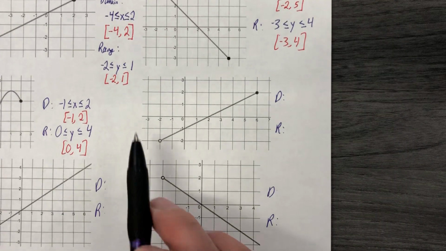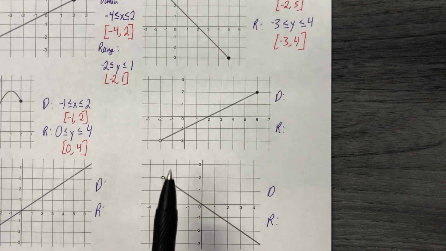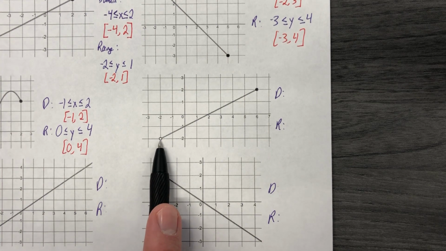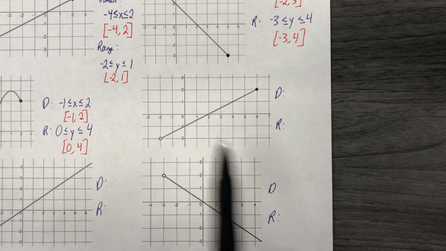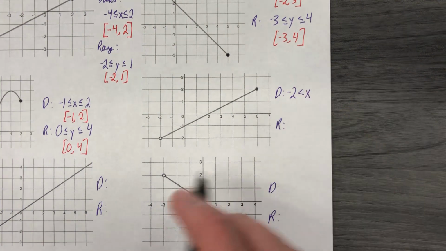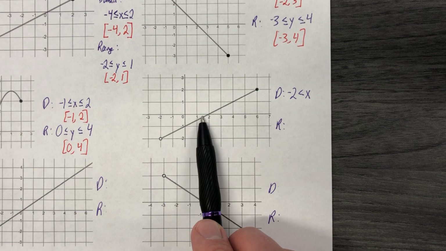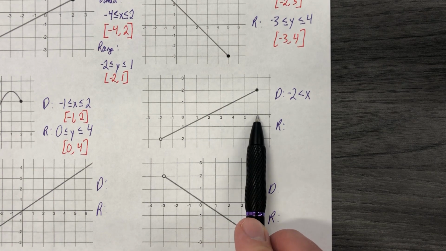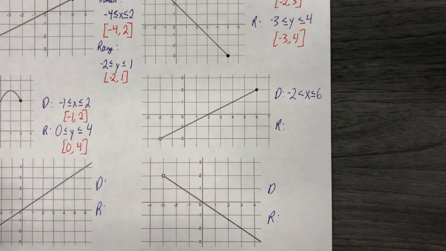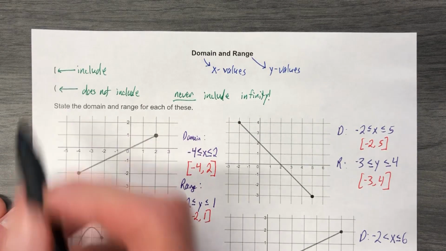Domain on the next one. Where does the graph exist? For what x values? That's really the question. For what x values does this graph exist? -3, no, no, yeah, that's where it begins. So -2, but does not include. So -2 less than, but not equal to x. So I have x values that begin at -2, proceed, and end at 6. There we go. And it does include 6. So when I do this one in interval notation, we're going to mix parentheses and brackets.